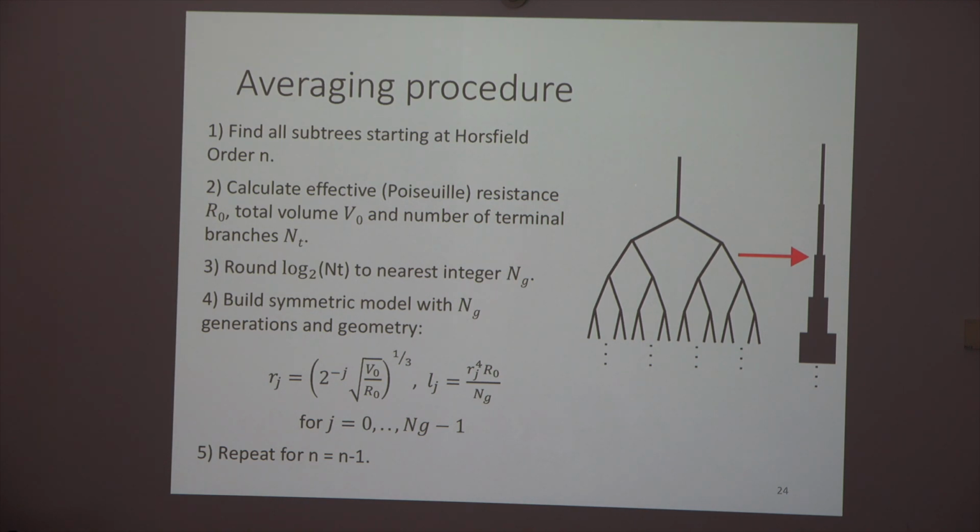To do that, we choose to retain the functional properties of the subtrees that we're going to replace. So we measure the resistance of the subtree that we're going to replace, and we measure its total volume, and then we replace it with a symmetric tree that has those same properties, and also as close as we can get to the same number of terminal branches. So that defines our radius and our length of our branching tree. And then there's just a relation between the size of each generation.